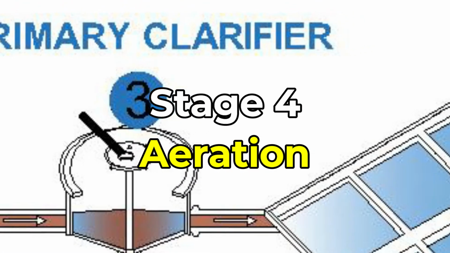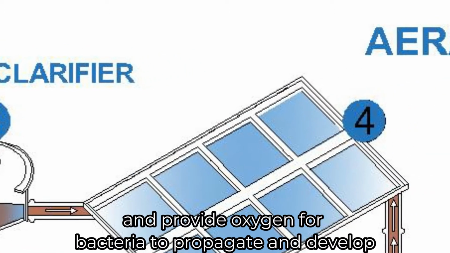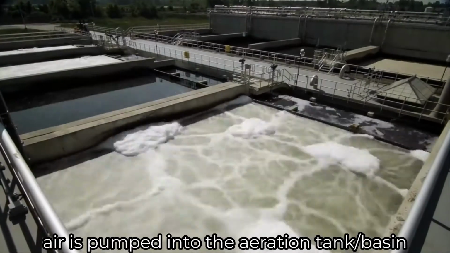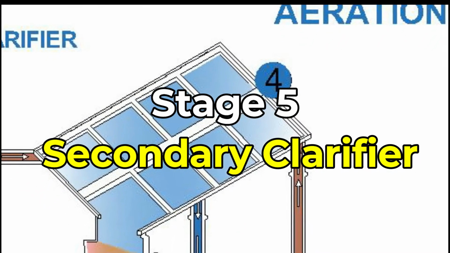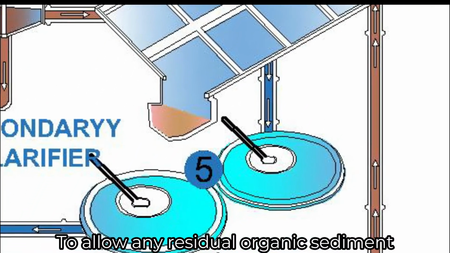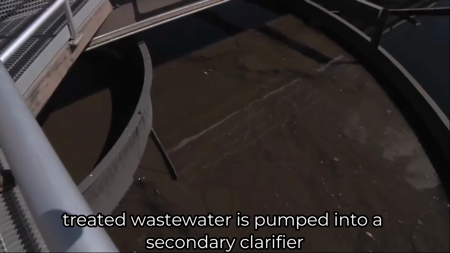Stage 4, aeration. To promote ammonia to nitrate conversion and provide oxygen for bacteria to propagate and develop, air is pumped into the aeration tank or basin. Stage 5, secondary clarifier. To allow any residual organic sediment to settle out of the treated water flow, treated wastewater is pumped into a secondary clarifier.